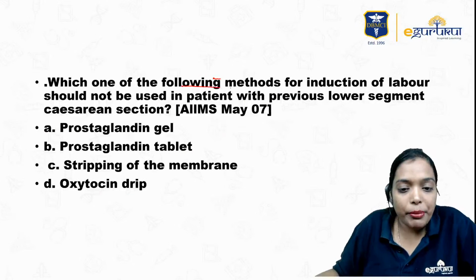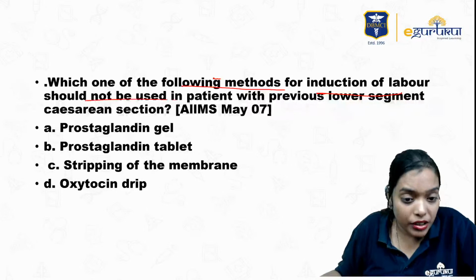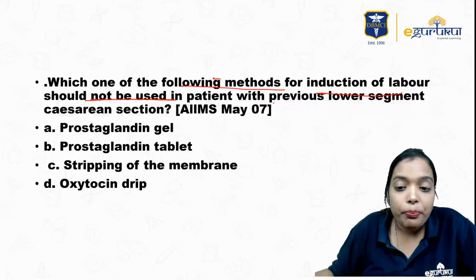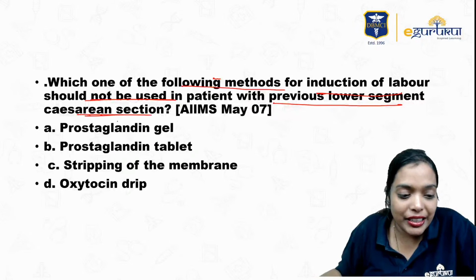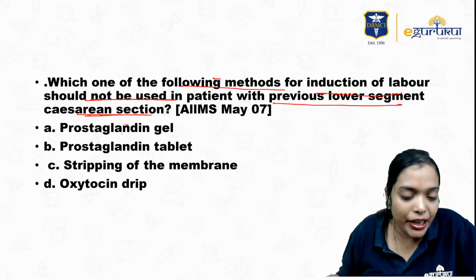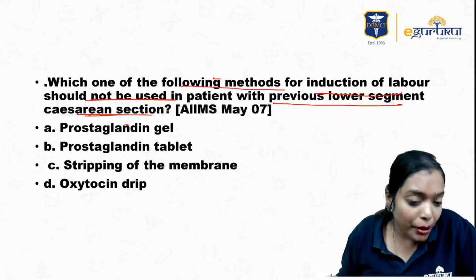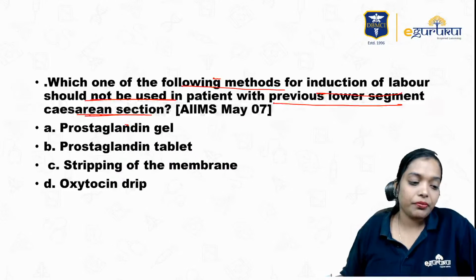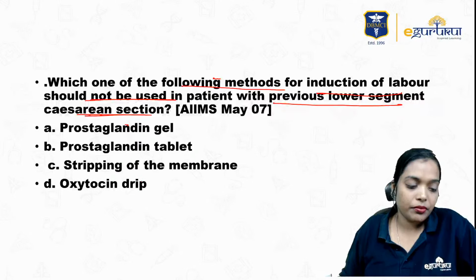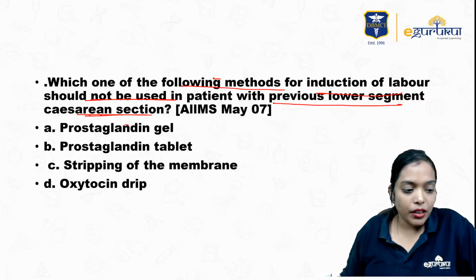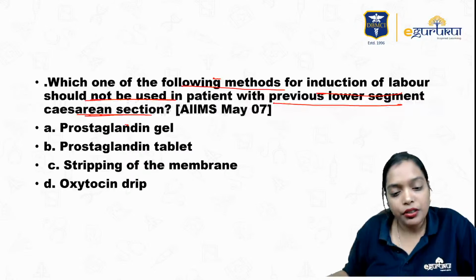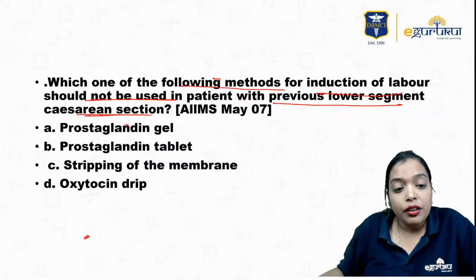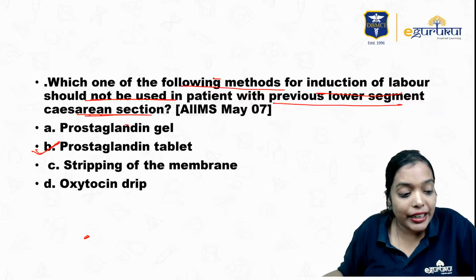Which one of the following methods for induction of labor should not be used in a patient with previous lower segment cesarean section? Prostaglandin tablet, prostaglandin gel, stripping of membrane, oxytocin drip. So you should never use misoprostol, which is a prostaglandin tablet.